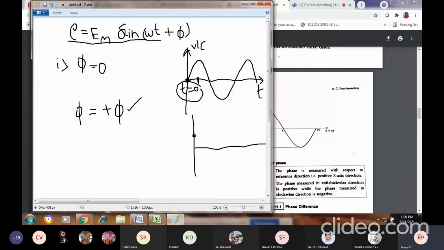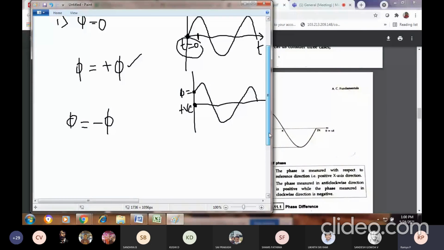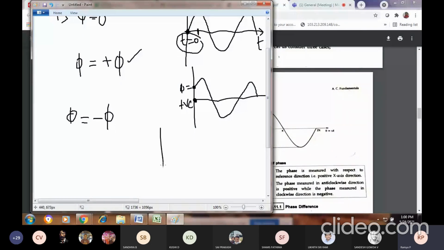So my waveform is not starting at 0 at t equals 0 when the phase angle is positive in nature. And suppose my phase angle is negative, that is minus phi. My waveform will start from negative when time t equals 0. It is going to start from here, from negative. From here it will go to maximum and come back in this particular direction. So this is for phase angle 0, this is for positive phase angle, and this is for negative phase angle.